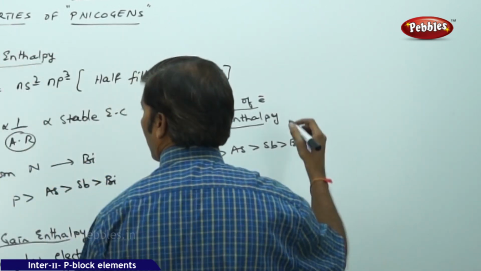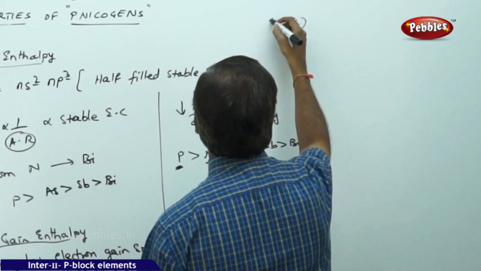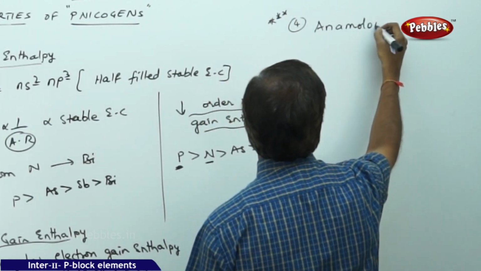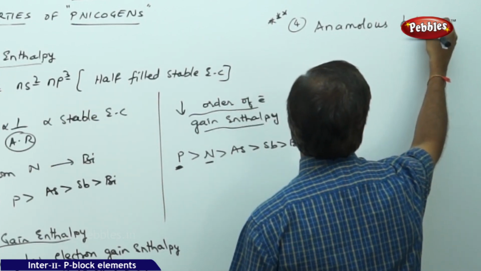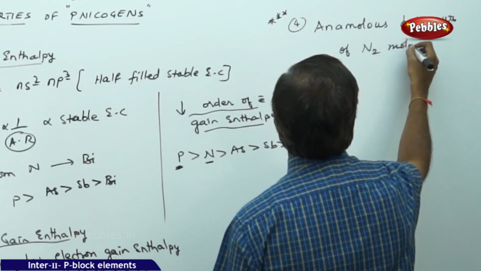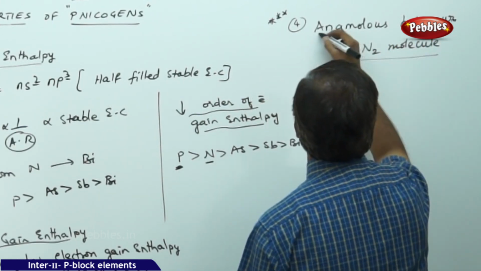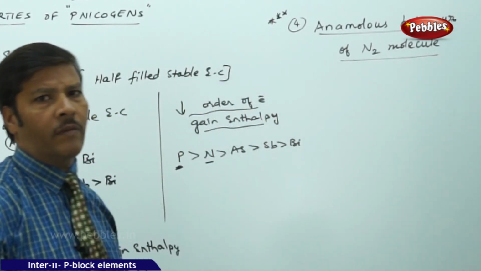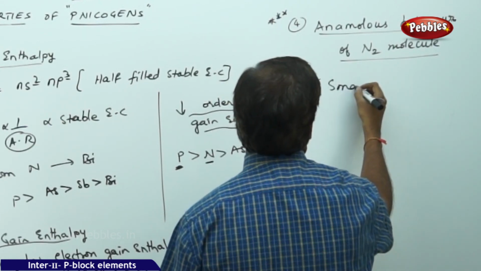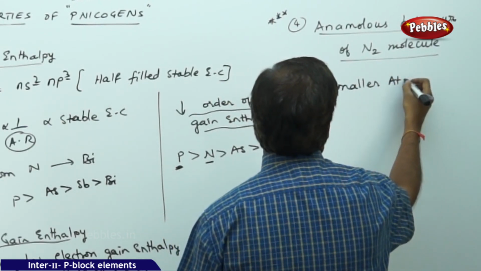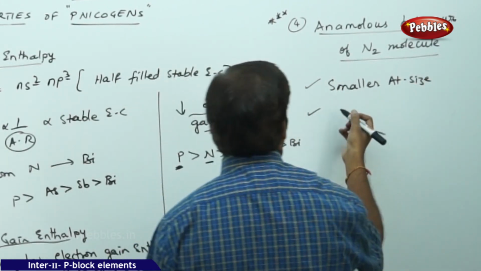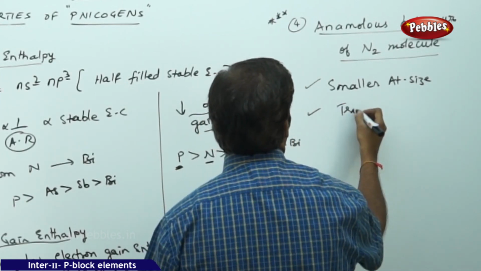Next, you can add one more point, anomalous behavior of the nitrogen molecule. This is a very important point. What are the reasons for the nitrogen molecule to show anomalous behavior? The first reason is its smaller atomic size, point number one. Second, it is a triple bonded molecule.